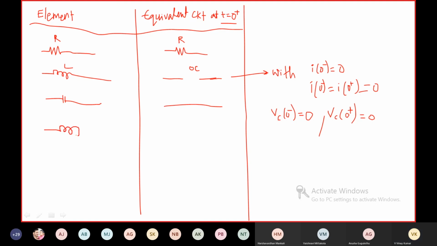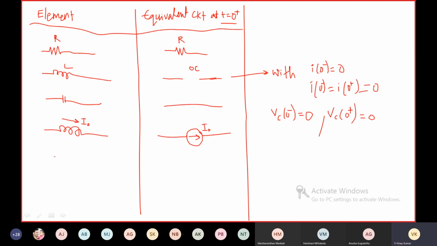Inductor with some initial value. Let I naught be some initial value. Inductor with initial value I naught: this will be the equivalent circuit. The inductor can be replaced by a current source. If t is equal to 0 plus, it acts as current source.